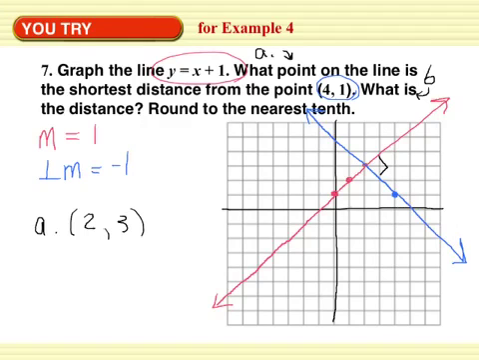Okay, I labeled part A, or question A, what point on the line is the shortest distance from point 4, 1? First of all, I figured out the slope of the existing line, which I wrote right here. Okay, just found the slope of that line. Then I plotted point 4, 1, and found the perpendicular slope, which is negative 1. Negative 1, positive 1, negative 1, positive 1. There is the point that is the shortest distance right there.